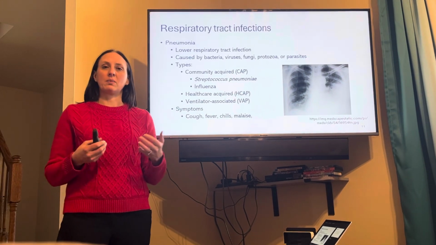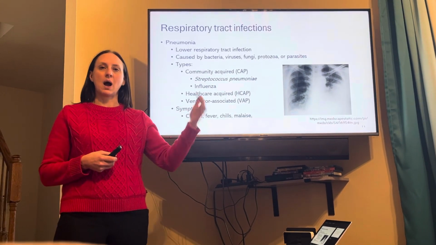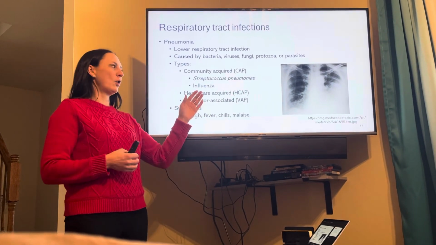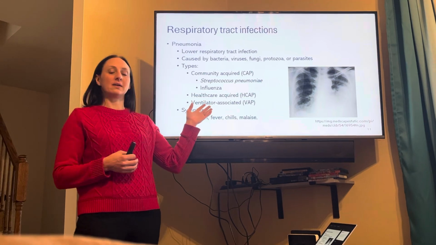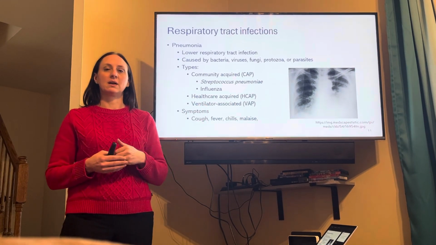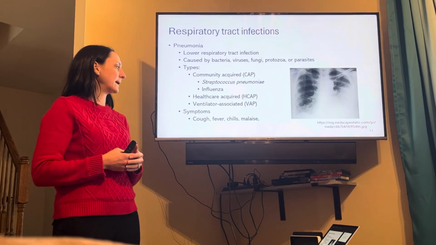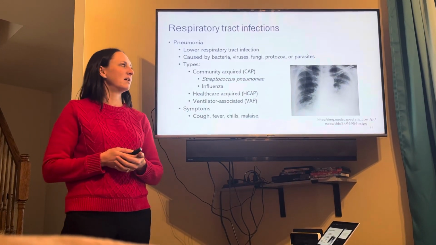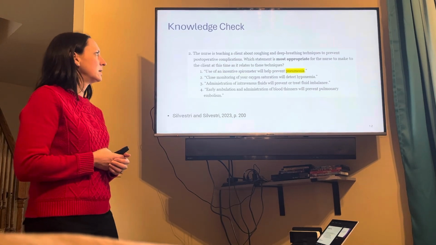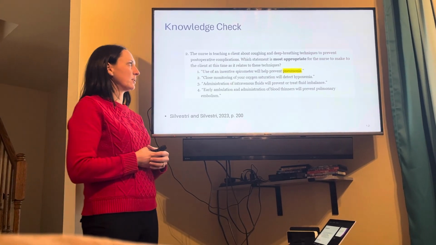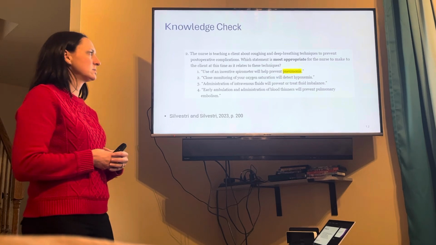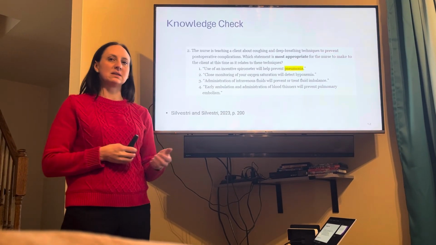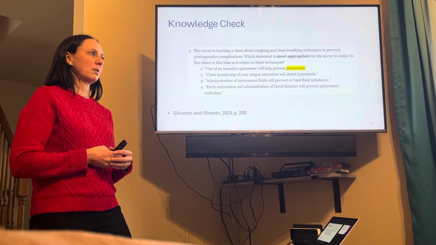And that's why we worry when they get atelectasis, that we want to get them up and moving and doing deep breathing. If we're doing good incentive spirometer and good ambulation, hopefully we're not seeing a lot of this. Then we have ventilator-associated pneumonia, and that's patients that are ventilated in the ICU who can acquire pneumonia from that. Symptoms can include cough, fever, chills, and malaise, so just not feeling well. Let's do another knowledge check. The nurse is teaching a client about coughing and deep breathing techniques to prevent postoperative complications. Which statement is most appropriate for the nurse to make to a client at this time as it relates to these techniques? Again, this would be a think, pair, share activity.